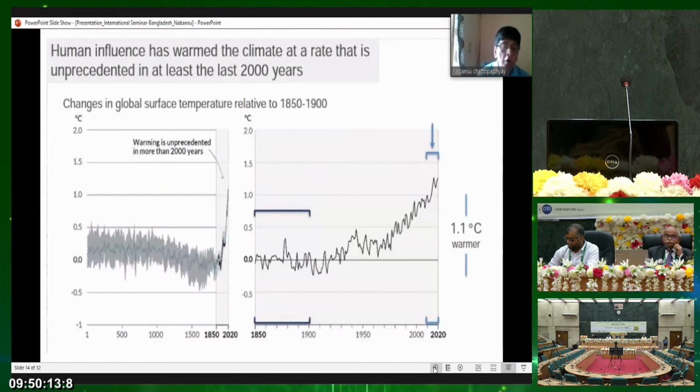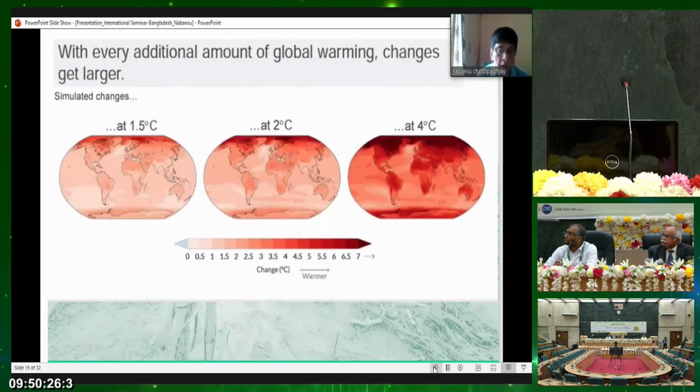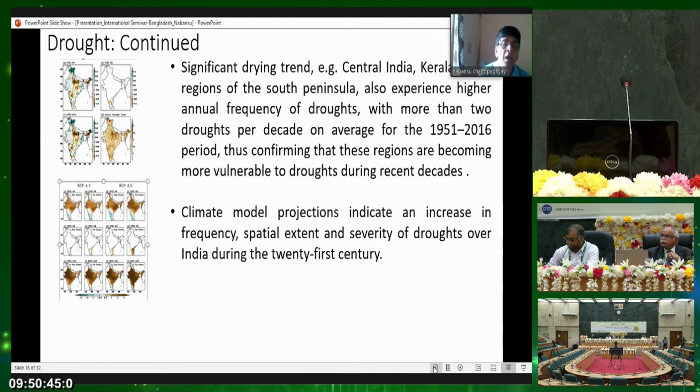Now, all of you know that Earth has warmed up. This left-hand side is the last 2,000 years, and next is after the 1850s. And the most important part is the projections for 2050 and 2100, which are very alarming: even in the northern hemisphere, a 4-degree rise in temperature is there. That means for all the issues I mentioned, we have to rethink. And drought also, we have seen, in different parts of central India and Kerala there is already huge drought, and it has been projected that with climate change there will be more drought.